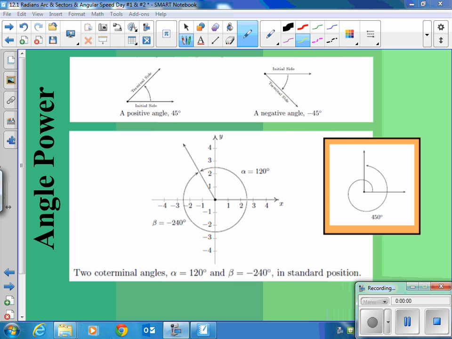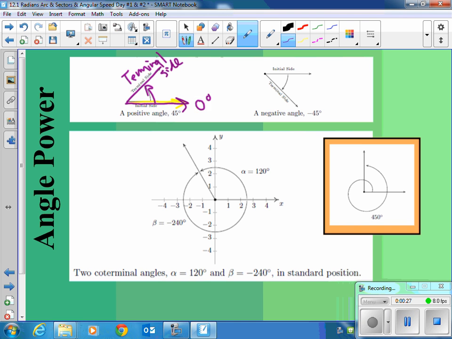Topics today. One is you're going to be able to identify coterminal sides. We're always going to start with, if you want to call it east, 0 degrees, which is my reference that we always start from. And then where you end is your terminal side. Sounds kind of terminal, doesn't it? All right, so that's where you end.